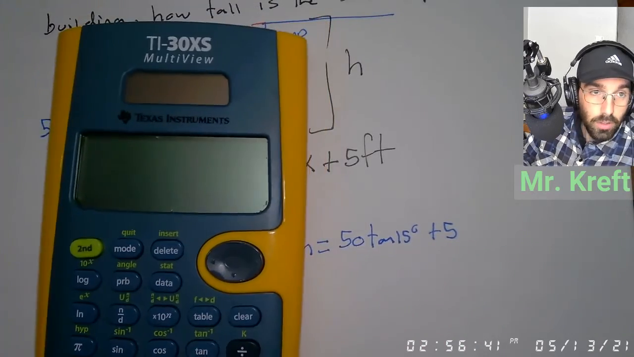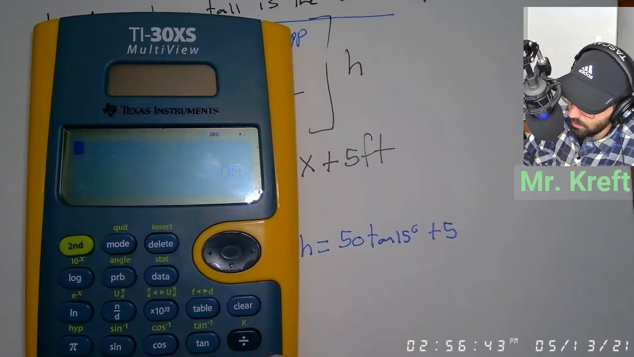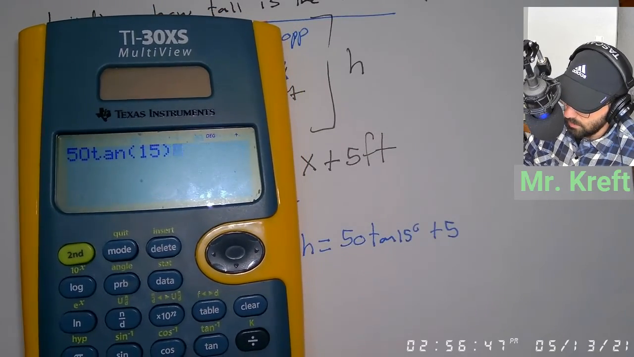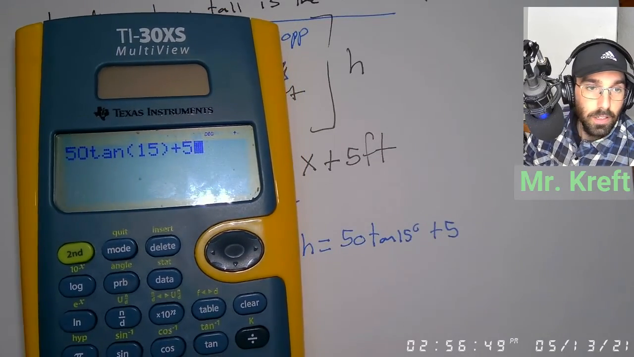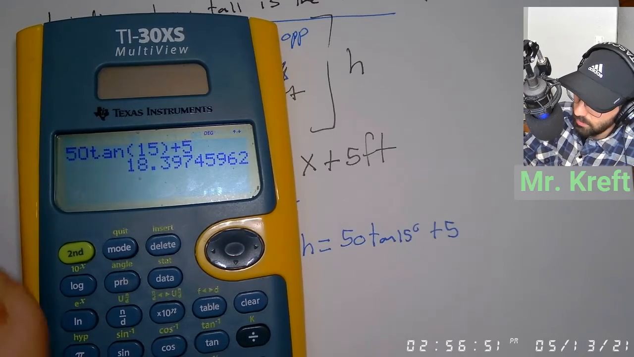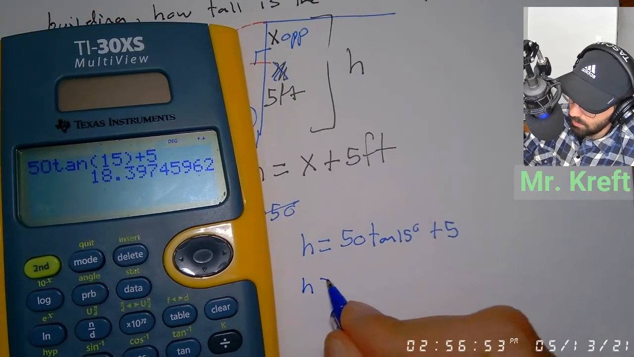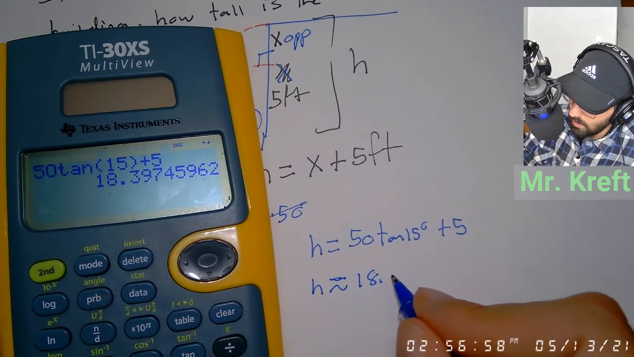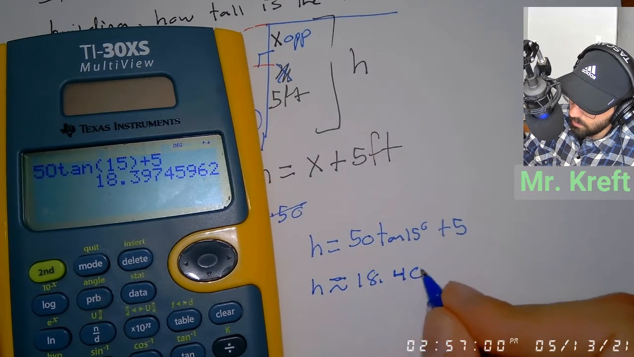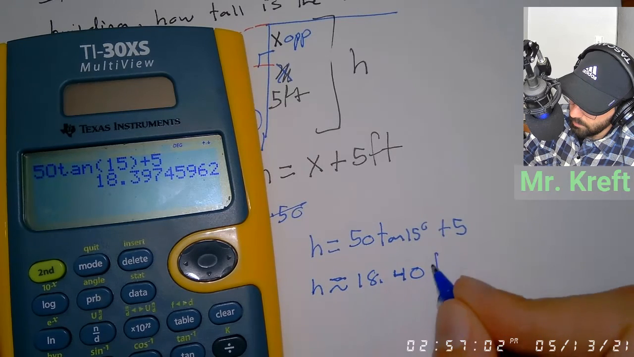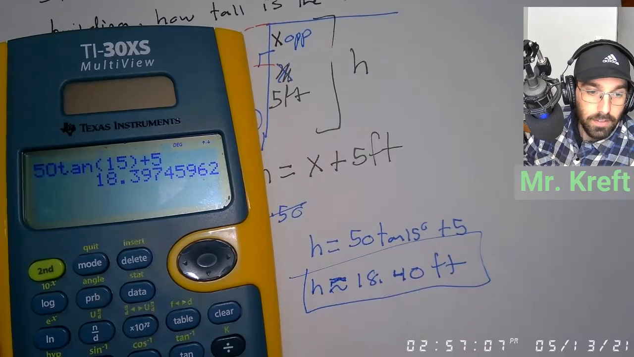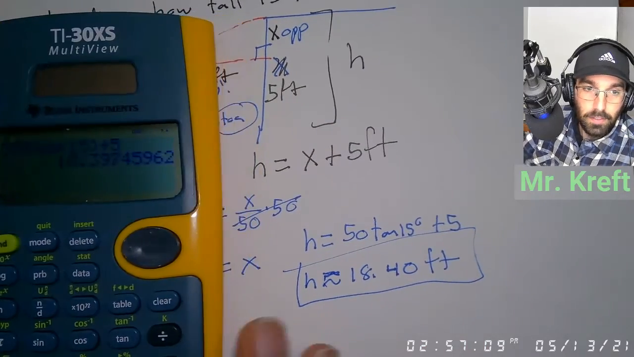So I'm just going to go in my calculator: 50 tangent of 15 degrees plus 5, and I get that the height of the building is about 18.40 feet. So the building's about 18.4 feet.